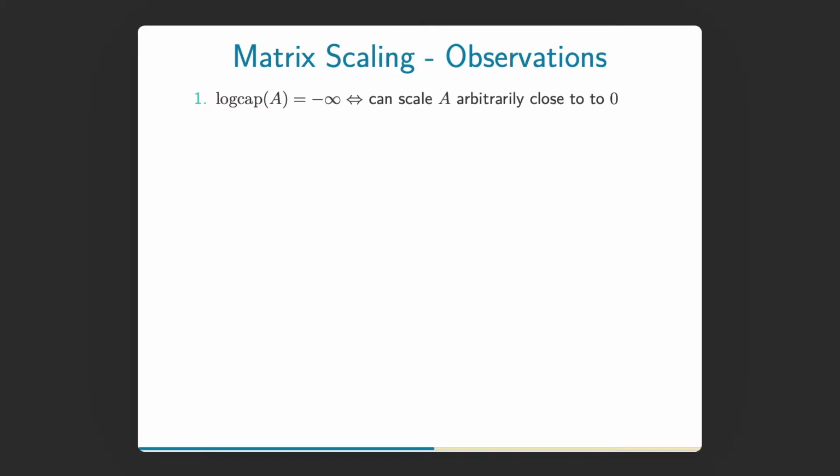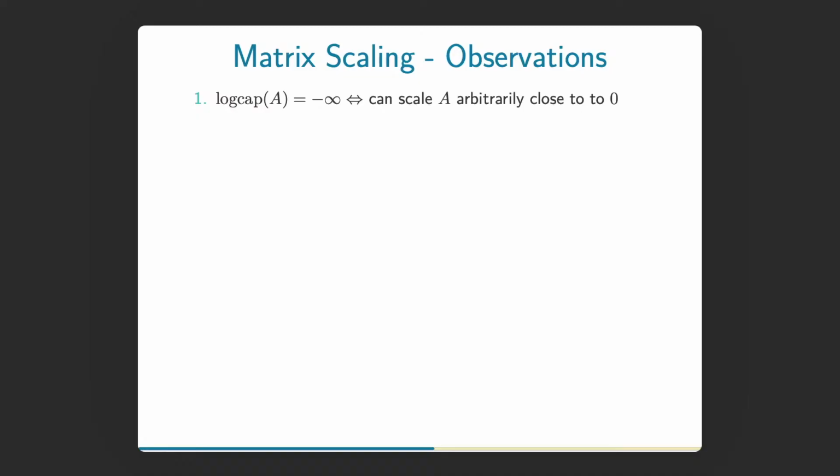Okay, so here are some observations we'll need to prove convergence. If my log capacity is minus infinity, that holds if and only if I can scale A arbitrarily close to 0. Because remember, log capacity is the infimum of the log norm.